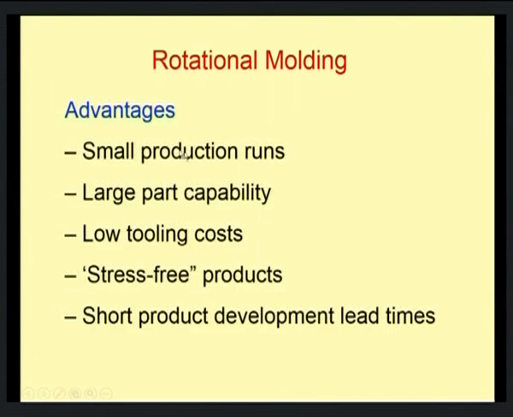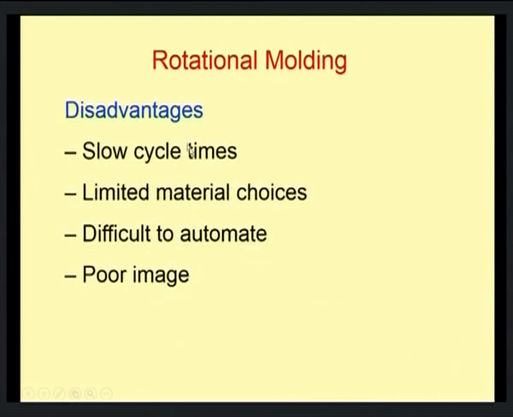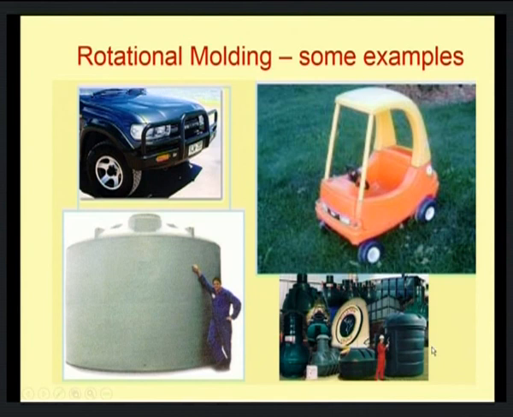So, these are some of the advantages of rotational molding. Small production runs, large parts could be prepared, low tooling cost, the product would be stress free, and short product development time. The serious drawback is cycle time. Cycle time is normally 40 to 45 minutes for a typical product, and then a limited material choice, difficult to automate, and poor image. And these are some of the products that are made by rotational molding. Usually septic tanks, large size septic tanks either for domestic or industrial use, are prepared using rotational molding. The bumper part of automobiles also likewise.